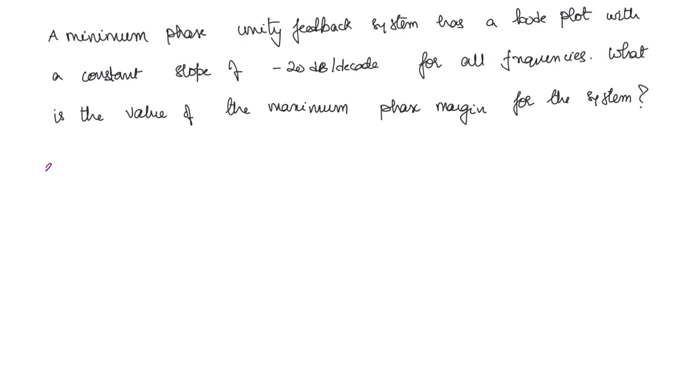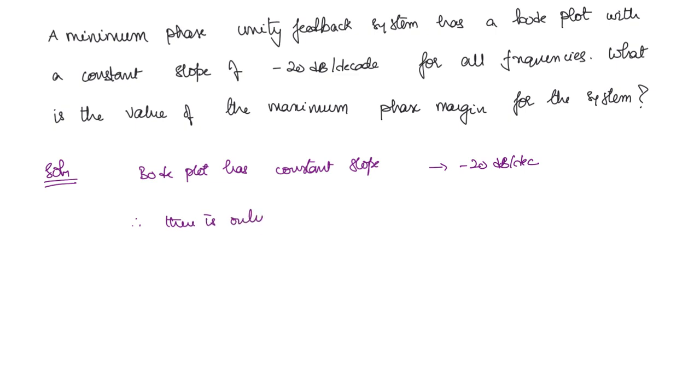Alright. So first let us write down what is the information that is available. It is given that the Bode plot has a constant slope of how much? Minus 20 dB per decade. So that means it should be a single pole at origin. That's all. That is the function. There are no other corner frequencies, anything, nowhere. Therefore, there is only one pole at origin.